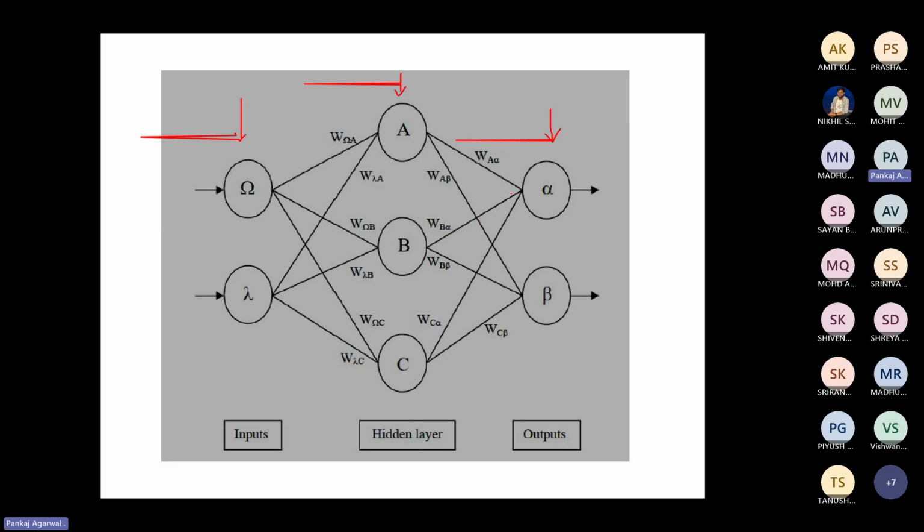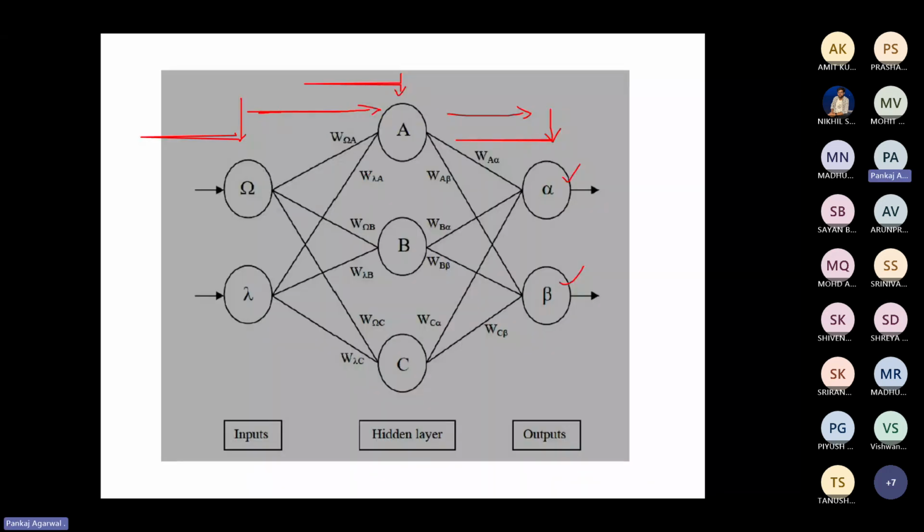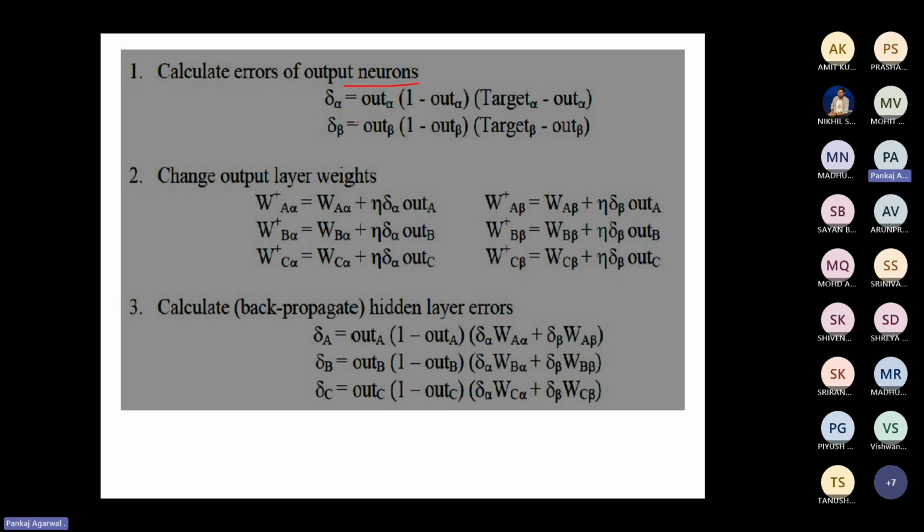So we would first understand the feed forward. Feed forward means the direction would be from left to right. So ultimately feed forward means I have to calculate the values of alpha and beta as the output layers, and then I would be calculating some errors, right? Got my point? So I would first calculate the errors of output neurons. What are the output neurons? That is alpha and beta. Yes or no? So alpha and beta, right?